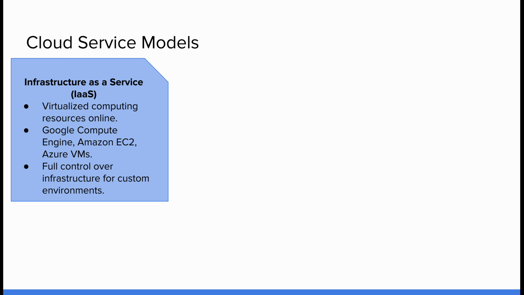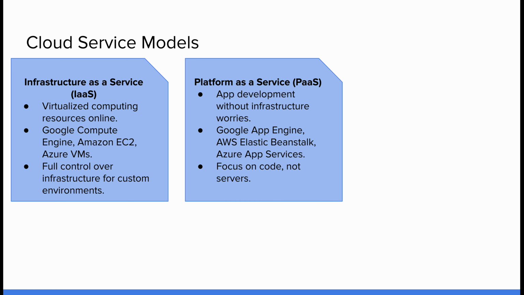Starting on the left, we have infrastructure as a service, or IaaS. With IaaS, you get virtualized computing resources online. You can think of it as renting the infrastructure you need, like servers or storage, without having to maintain the physical hardware. Examples include Google Compute Engine, Amazon EC2, and Azure VMs. This model is ideal for organizations that need full control over their infrastructure, allowing them to set up custom environments according to their needs.